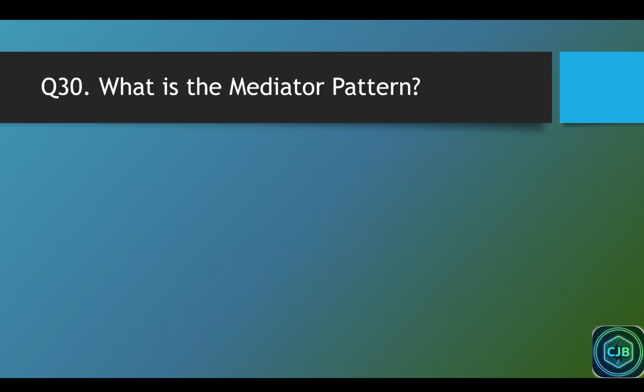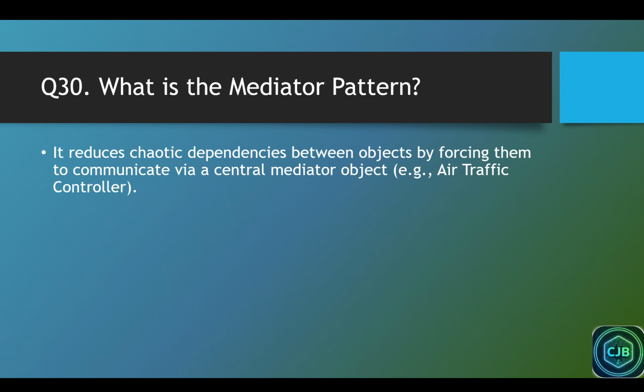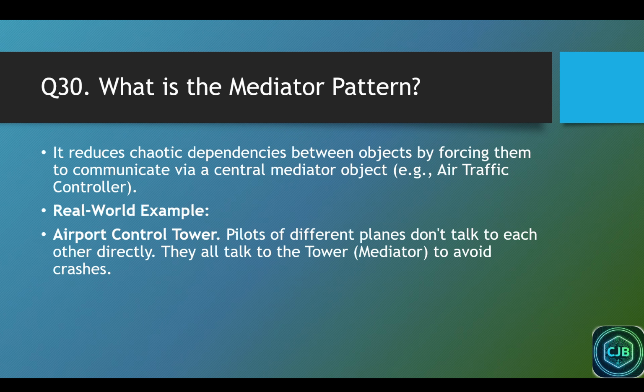What is the mediator pattern? It reduces chaotic dependencies between objects by forcing them to communicate via a central mediator object, like an air traffic controller. Real world example: airport control tower. Pilots in different planes don't talk to each other directly. They talk to the tower, the mediator, to avoid crashes.